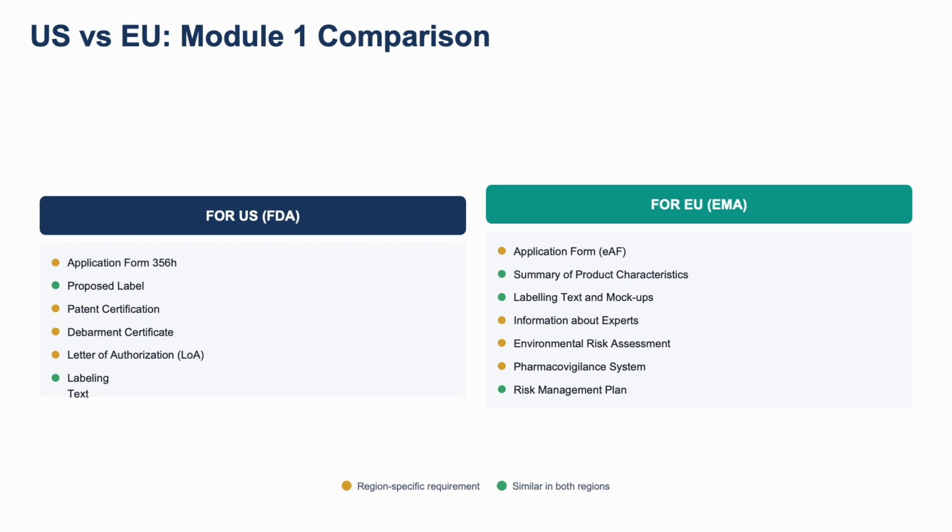FDA requires debarment certification while EMA uniquely requires environmental risk assessment. Both regions accept letters of authorization and require labeling text, and both have mechanisms for risk management, though EMA's pharmacovigilance requirements are more explicitly defined in Module 1. The color coding on this slide shows orange for region-specific requirements and green for requirements that are similar in both regions, helping you visualize where the differences lie.